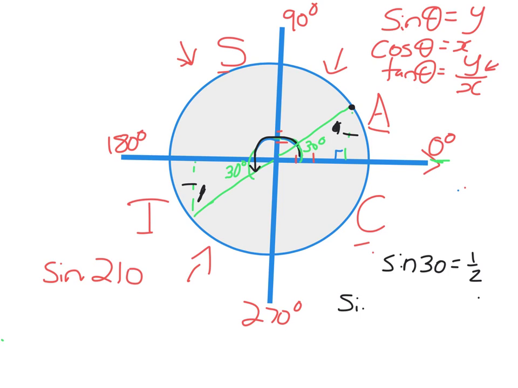So sine 210 is going to have the same y value, this distance here and this distance here, so it's also going to be a half. But in the third quadrant, only tan is positive, sine is negative, because the y-coordinate is negative, it's below the x-axis. So sine 210 is going to be negative a half. I'm going to do one more example.